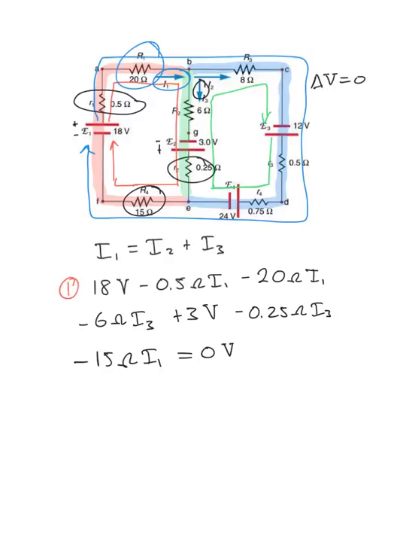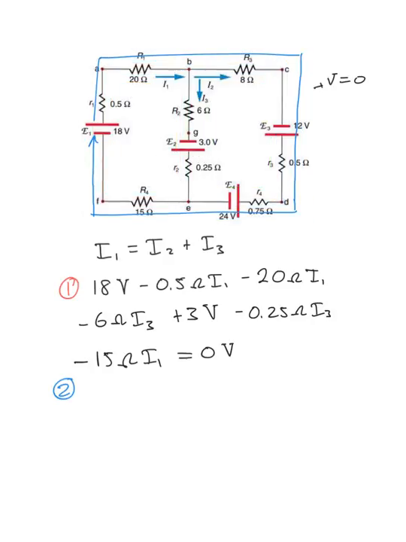The next thing that we're going to do is loop number 2, our blue loop moving around the outside. For loop 2, we are again going to start at the 18-volt battery. To begin with, we write down the positive 18 volts that we gain by moving upwards through this battery. We then, just like for I1, arrive at our two resistors, the 0.5 ohm resistor and the 20 ohm resistor, both of which have current I1 flowing through them. So we have exactly the same terms as we did for loop 1 here.